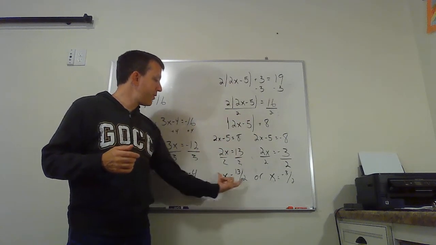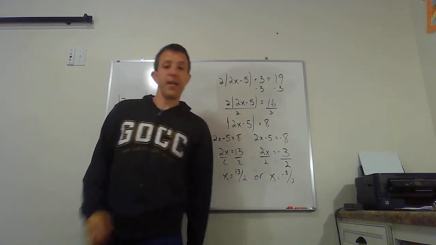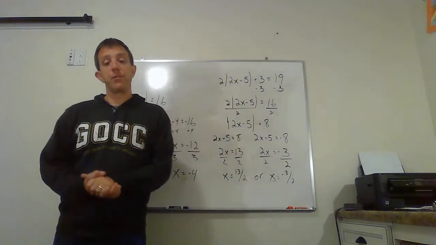I divide both sides by 2, and I get x is equal to 13 over 2. Divide both sides by 2, and x is negative 3/2. And there we go. Those are our solutions.